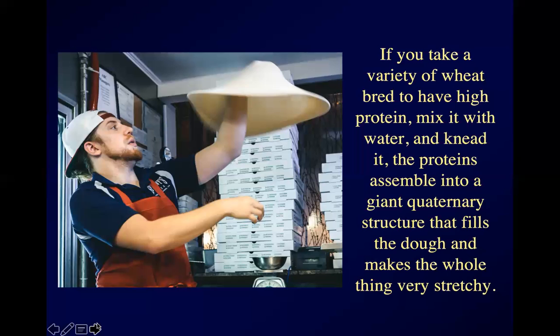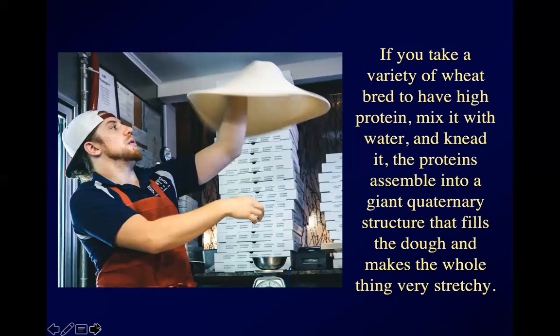The mixing with water and the kneading cause all of those gliadins and gluteinins to assemble into an enormous quaternary structure that can fill all of the dough. You still can't really see that quaternary structure, but the effect of this is you have this network of stuck together polypeptides all through the dough, and that tends to make the dough extremely stretchy. That's how this guy can pick up a lump of pizza dough and spin it.